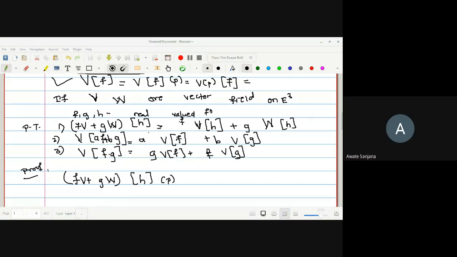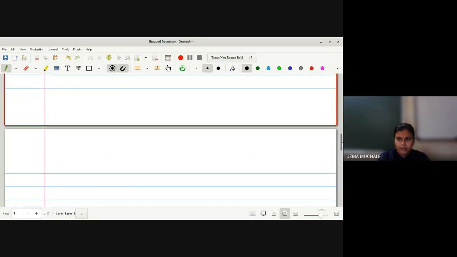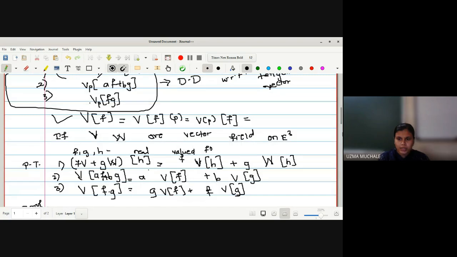Any doubt for this one? No, ma'am. Okay, let me evaluate this. So it is equal to, now here I can write this as Fv plus Gw evaluated at a point P. Now V and W should be capital letters. At a point P, we have to evaluate the directional derivative of a function h.